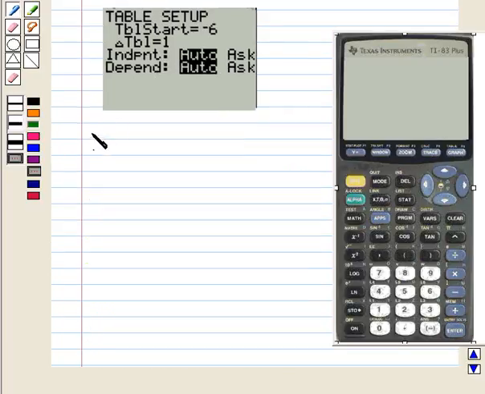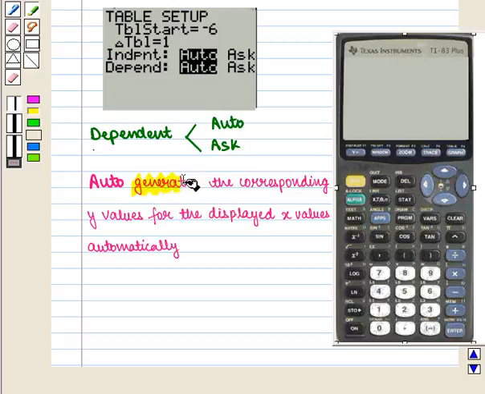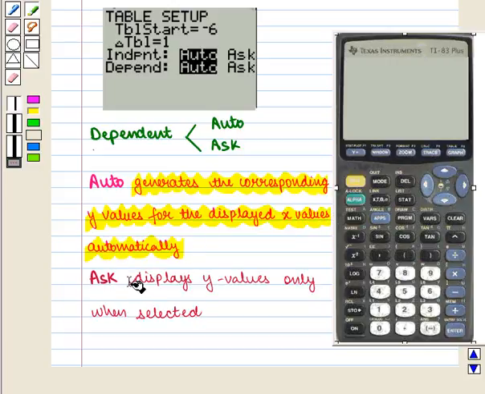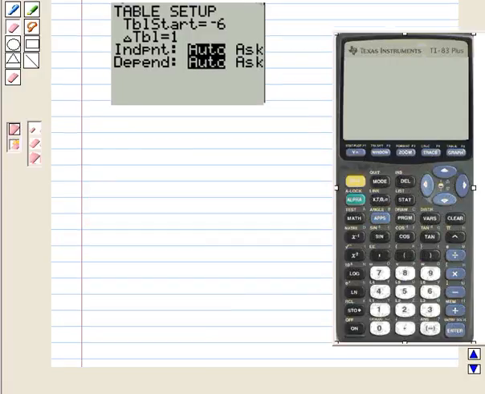Next we have dependent, followed by auto and ask. Auto generates the corresponding y values for the displayed x values automatically, and ask displays y values only when selected. Let us keep it as auto. So now we have these table settings.